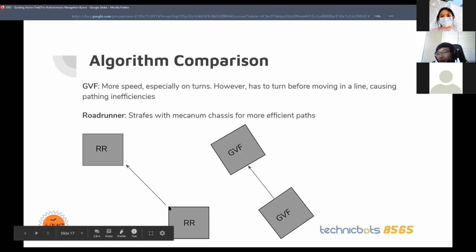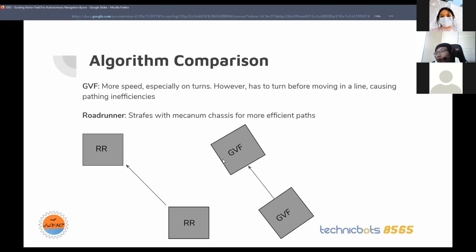So if you have your robot here on Roadrunner, you can just move directly over here without changing your heading at all. But in GVF, if you start in the same location as this Roadrunner robot, GVF makes you turn first and then drive in a straight line to over here. And then you're not in the same angle in which you started off. So that might cause problems in your auto.